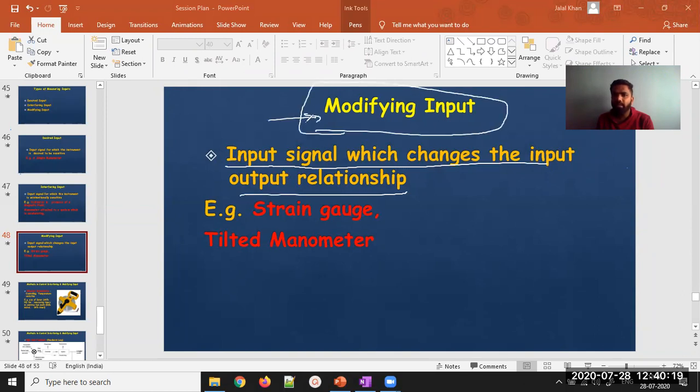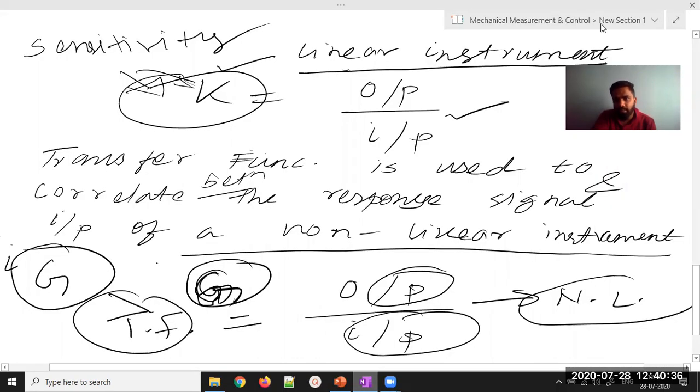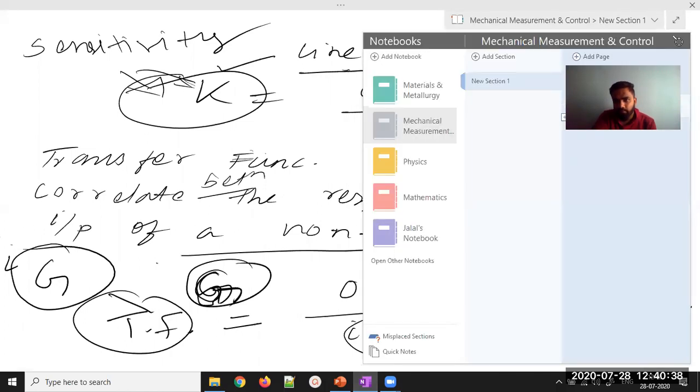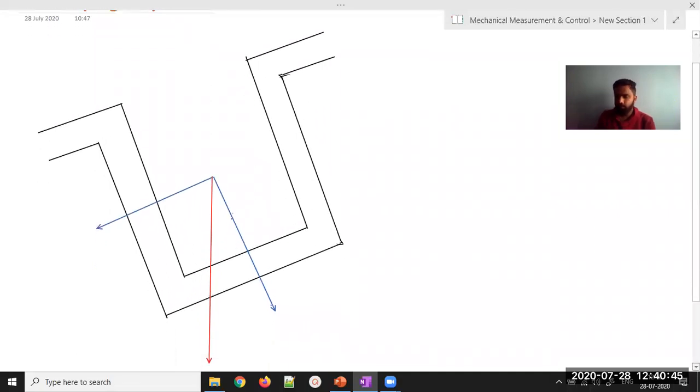Now what I have explained to you as interfering input was also changing the relation between input and output. This is also changing, but we will try to see it in a different manner. I'll just explain it with an example, strain gauge and tilted manometer. I could have explained it with a strain gauge also, but I'll take the example of the manometer only. So just look at this diagram. Now you can see this diagram. Now what you can see here is there is an input.